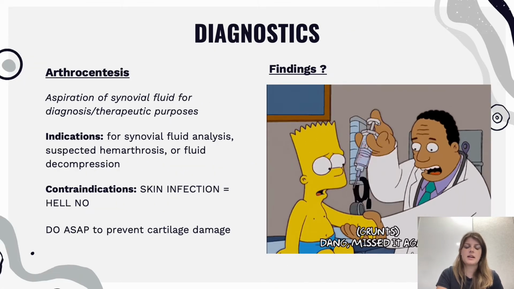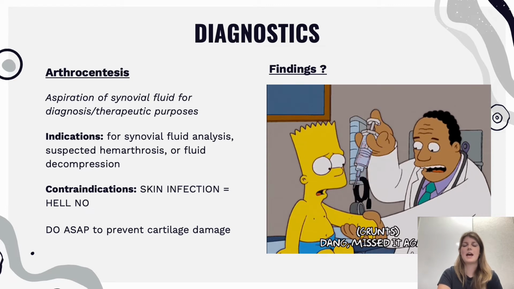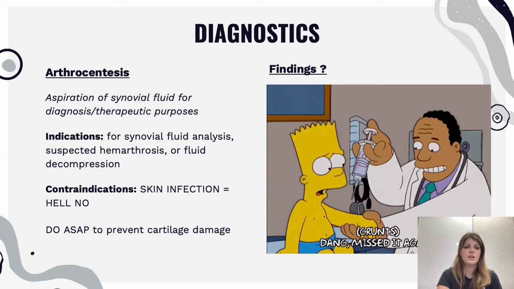So diagnostics, like I said earlier, the most important thing that we need to do is arthrocentesis. This is aspiration of the synovial fluid for diagnosis and also therapeutic purposes. So indications that we would do this procedure for are synovial fluid analysis, which is the main thing we want, suspected hemarthrosis, or fluid decompression.